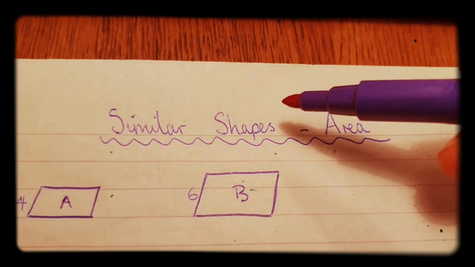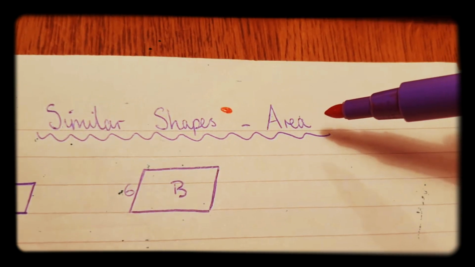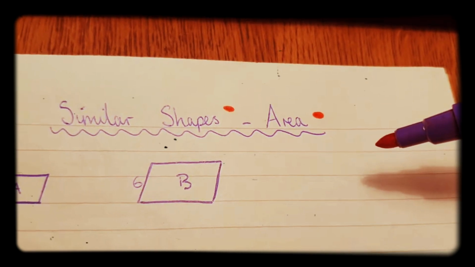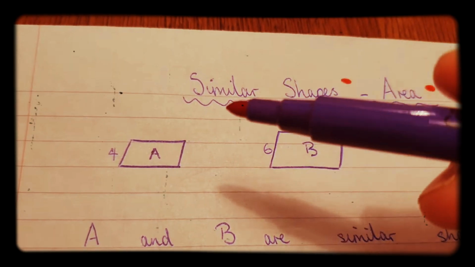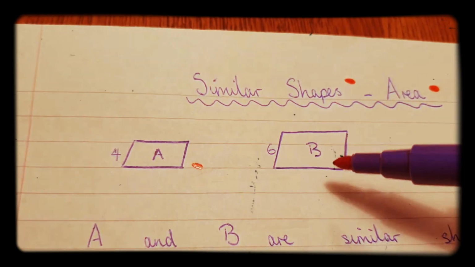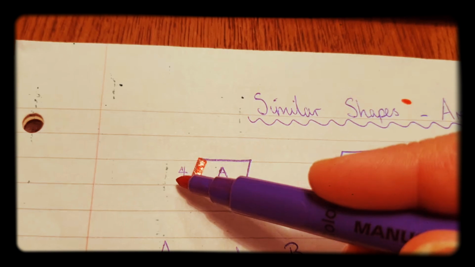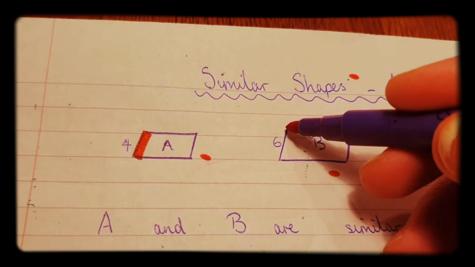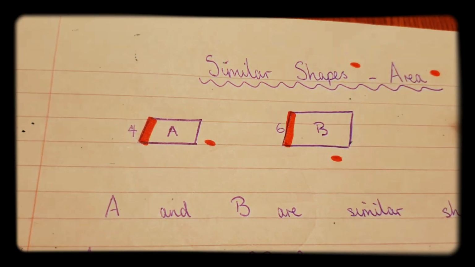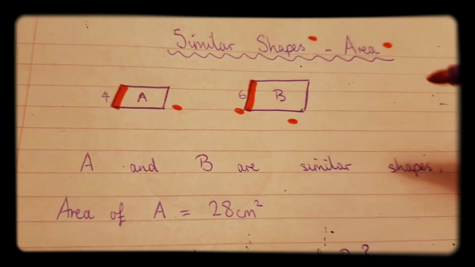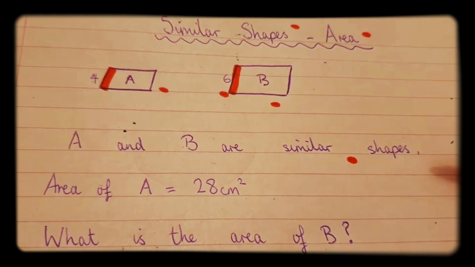In this video, we're going to be looking at similar shapes, and how to work out the area of a shape that is similar. So here we have two parallelograms, A and B. Shape A has this side here, equal to 4 centimeters, and shape B has the similar side here, equal to 6 centimeters. As I've already said, they're similar shapes.